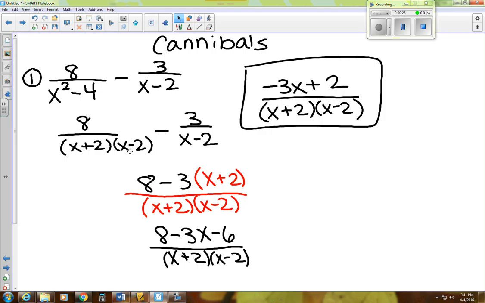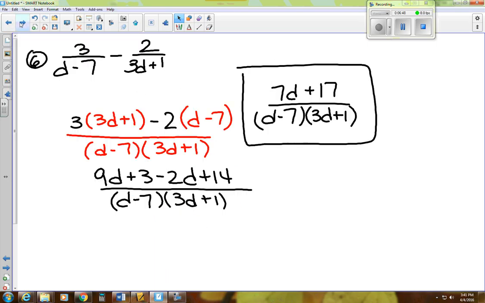The 8 stayed the same because it already had the LCD. So the only fraction I need to convert in number 1 is the second one. I do that by multiplying by 3 times x plus 2. I distribute that negative, so it becomes 8 minus 3x minus 6. And when I combine like terms, I get the negative 3x plus 2 over x plus 2 x minus 2. Okay, skipping ahead to number 6.